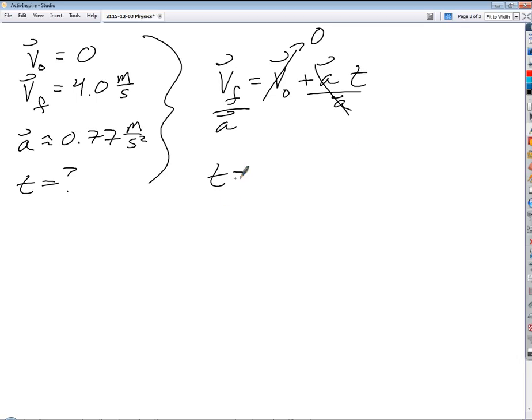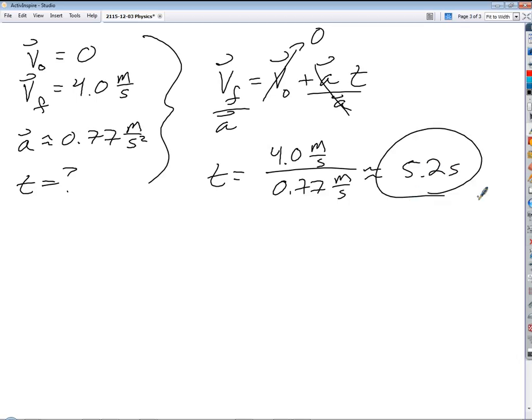So we end up with T equals V final, so that's 4.0 meters per second divided by A, which is roughly 0.77 meters per second squared. And what do we get to two places if we do that? 5.17. 5.17, so roughly 5.2 seconds. That's how long it takes. Pretty cool. We can do that.